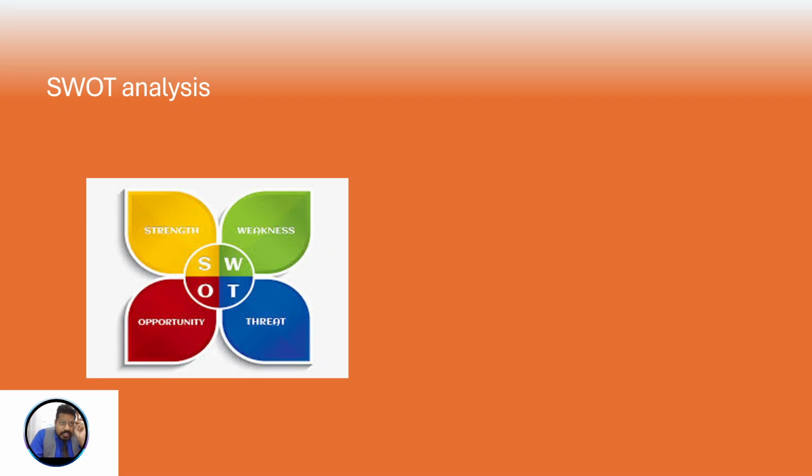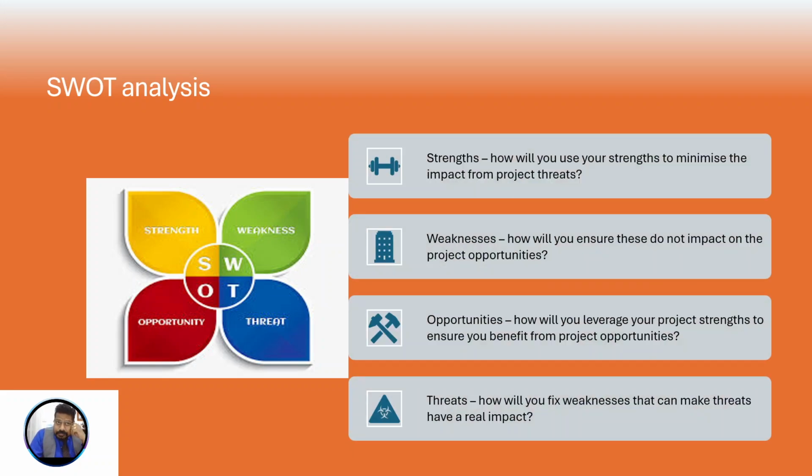SWOT analysis. S for strength, W for weakness, O for opportunities, and T for threat. Strength and weakness are internal, while opportunities and threats are external. Strengths: how will you use your strengths to minimize the impact from project threats? Weaknesses: how will you ensure that these do not impact the project opportunities? Opportunities: how will you leverage your project strengths to ensure you benefit from project opportunities? And threats: how will you fix weaknesses that can make threats have a real impact?